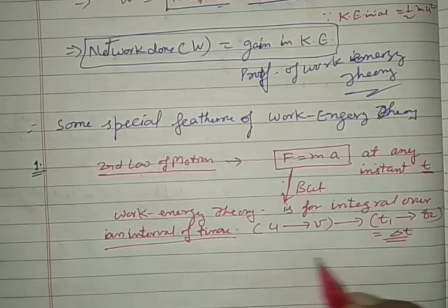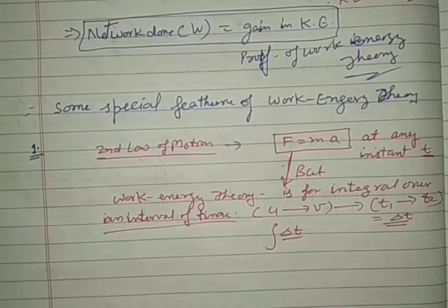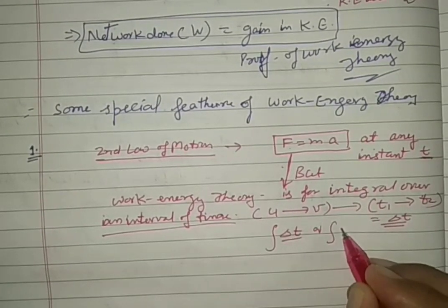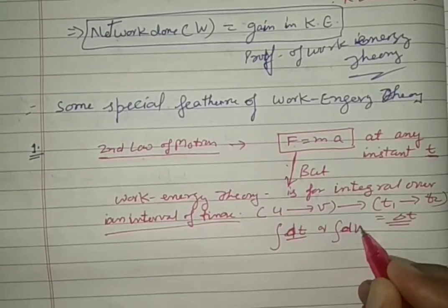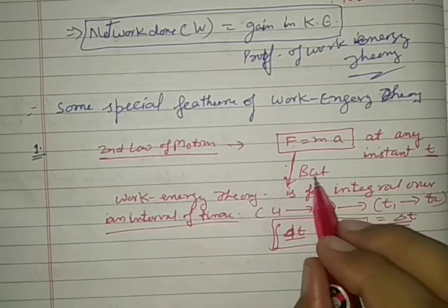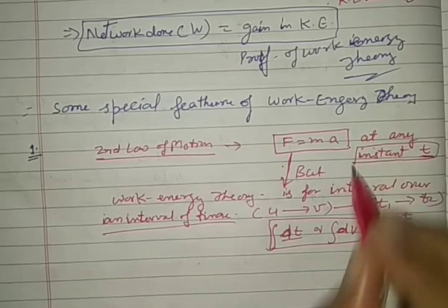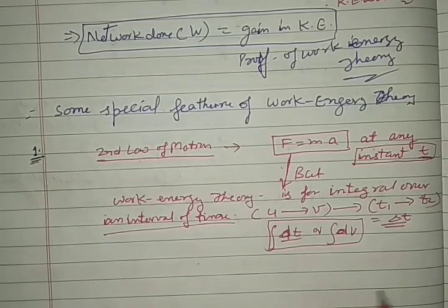It is actually an integral over delta t, or integral over dv or dt. So it is an integral over the time, whereas Newton's second law of motion is for a particular time or instant of time. This is one special feature regarding this.